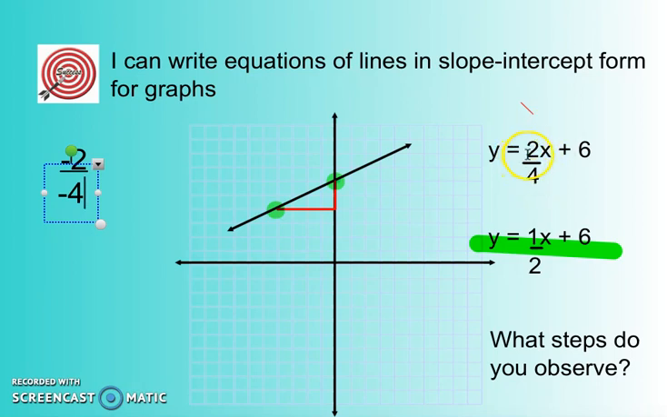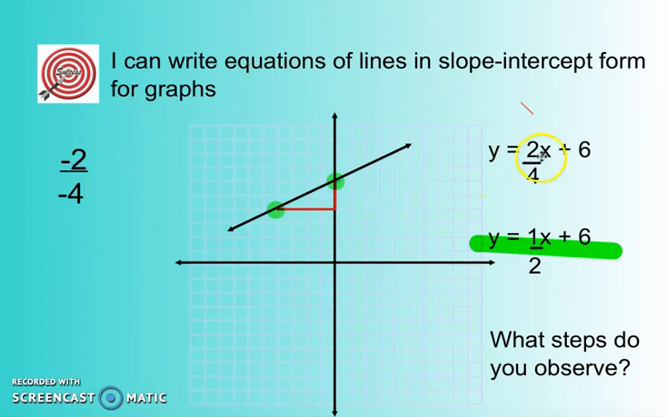And I know that that is not in simplest form. So if I divide by 2, I get 1/2. So I see exactly where the slope came from. And then the +6, I need to figure out where that came from.